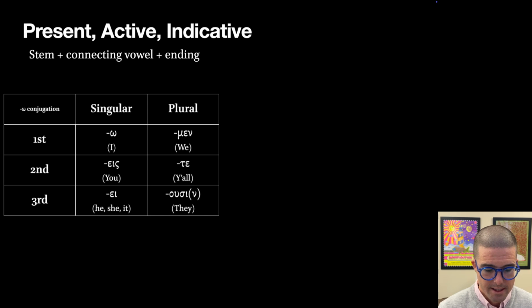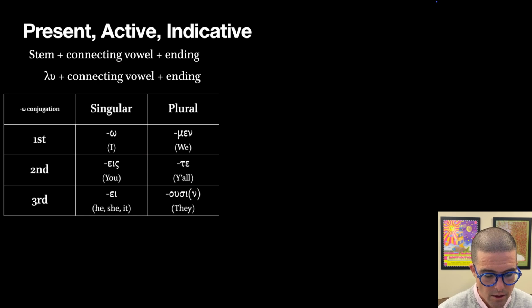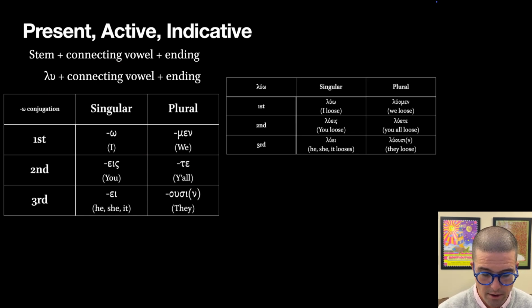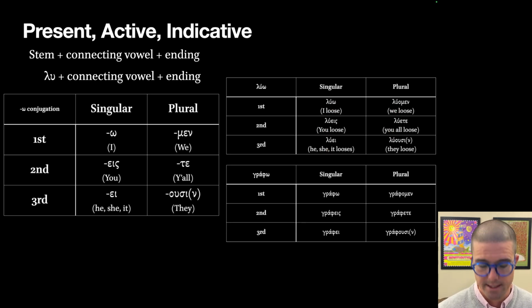And so once again, we have stem, connecting vowel, ending. Ending right here. And lu, in the case of luō, is our stem. So that's the stem that means I loose. If we were to do this with respect to another basic verb, graphō, when you see this form in the dictionary or vocabulary list, to find the stem, you take off that omega, which is the first person singular present active indicative ending, the primary suffix first person singular ending. You take that off to find that graph- is the stem, and then you add on those different endings.